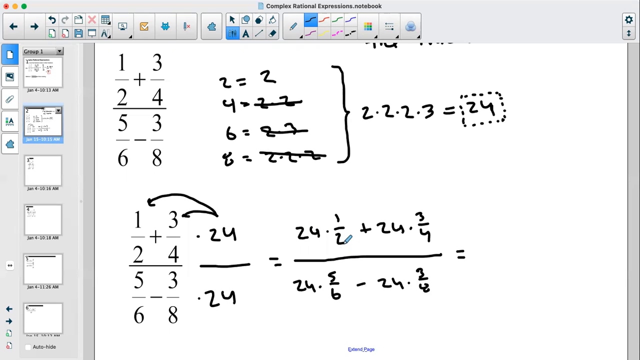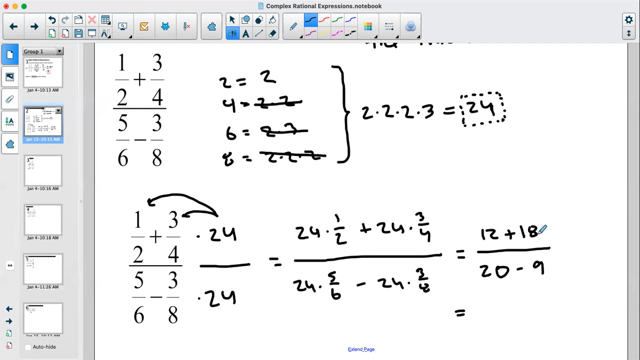So 24 divided by 2 is 12. 12 times 1 is 12. For the second multiplication, I do 24 divided by 4, which is 6. And then 6 times 3 is 18. Do the same thing on the bottom. 24 divided by 6 is 4. And 4 times 5 is 20. And then for the last one, it's a minus this time. I do 24 divided by 8, which is 3. 3 times 3 is 9.